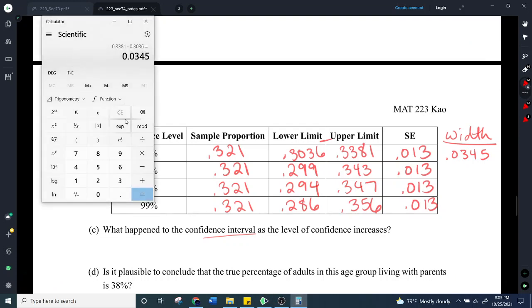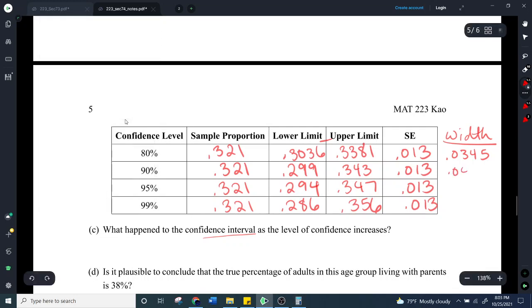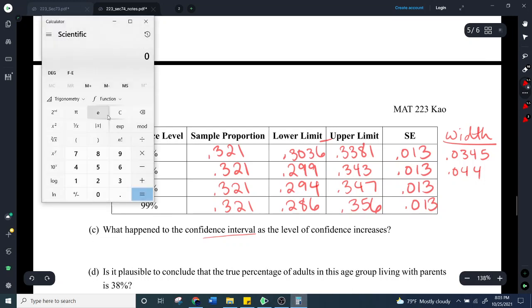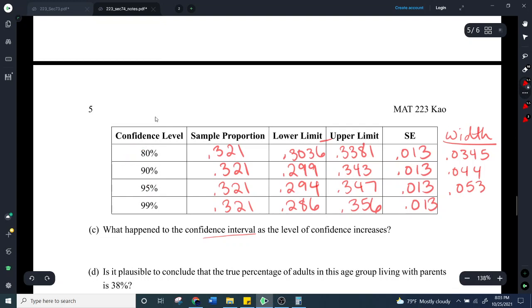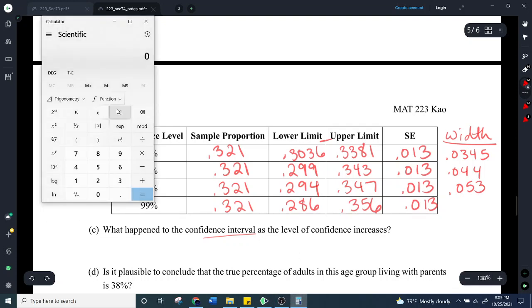Let's do the next one. I'm going to do 0.343 minus 0.299, and I'm getting a width of 0.044. The next one, I'm going to do 0.347 minus 0.294, and I'm getting a width of 0.053. And then the last one, we've got 0.356 minus 0.286, and I'm getting a width of 0.07.